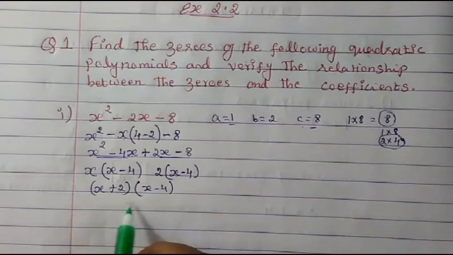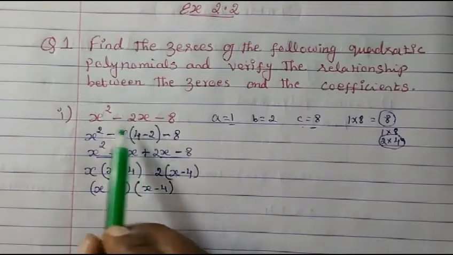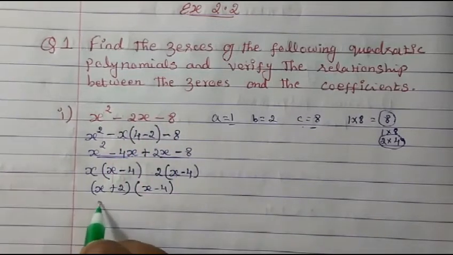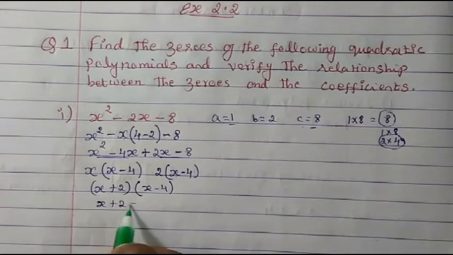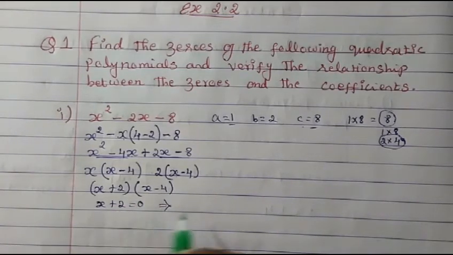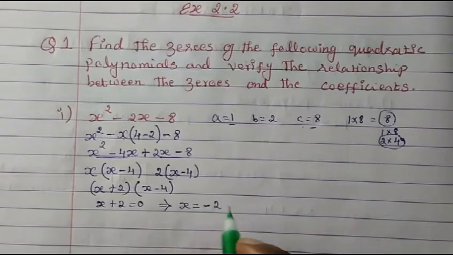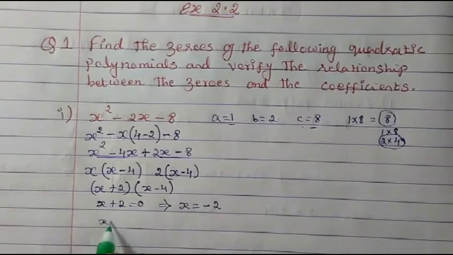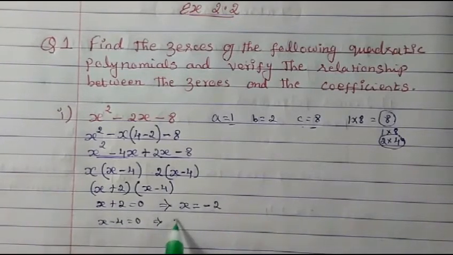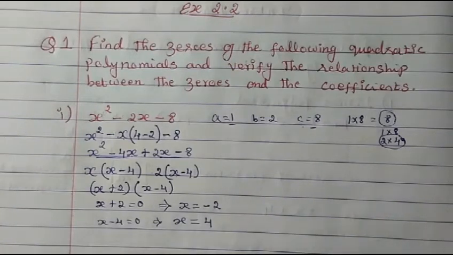And then when you get the value of x, that will give us the zeros of this polynomial. So let's keep x plus 2 as 0. So what will it give us? x plus 2, when the 2 comes to this side, will become minus 2. In the same way, write x minus 4 equal to 0. And when the minus 4 comes to this side, it will become plus 4. So now these are the zeros of this polynomial.